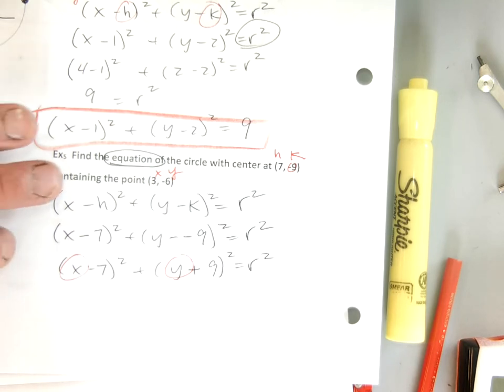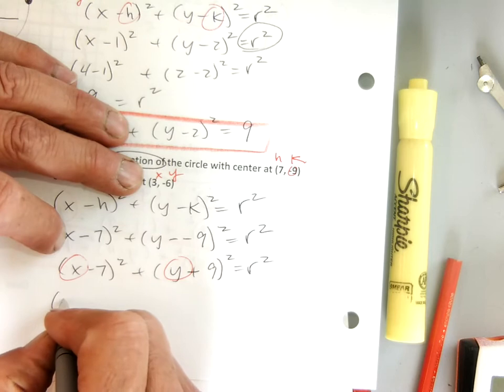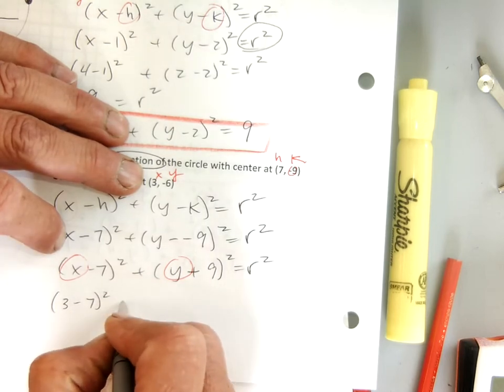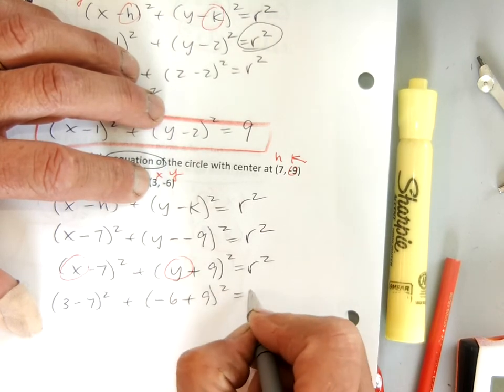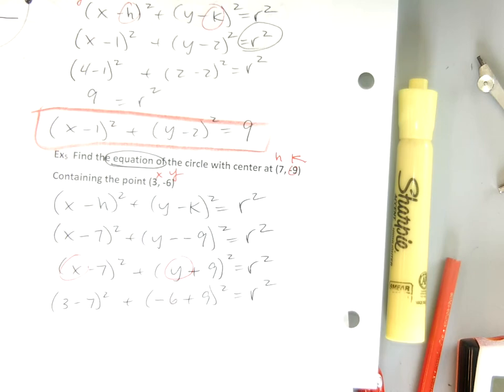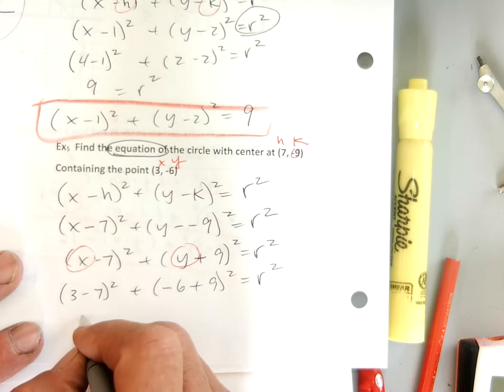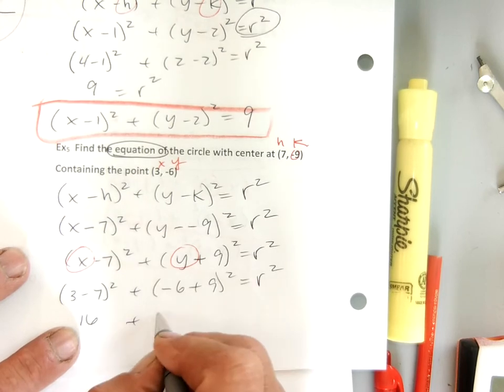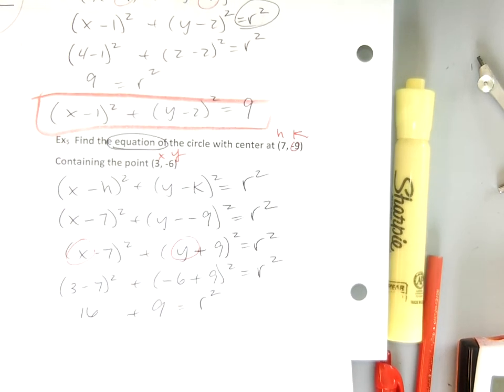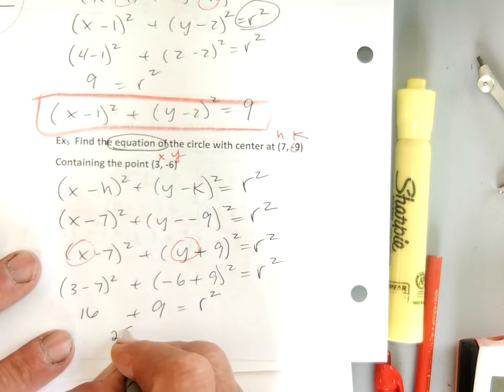So I'm going to plug 3 in for x. I'll plug in negative 6 for y, and I'll be able to find the value of r squared. Okay? So I'm going to have negative 4 squared, which is 16. You okay with that? Negative 4 squared is 16. You okay with what I just did? Plus 3 squared is 9. Okay? 9 plus 16 is 25.